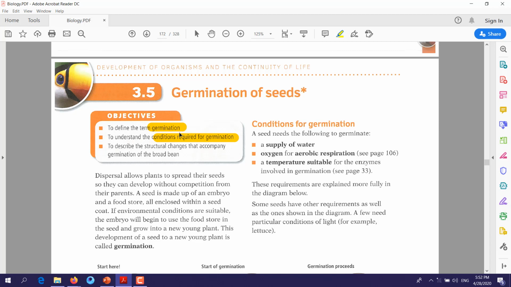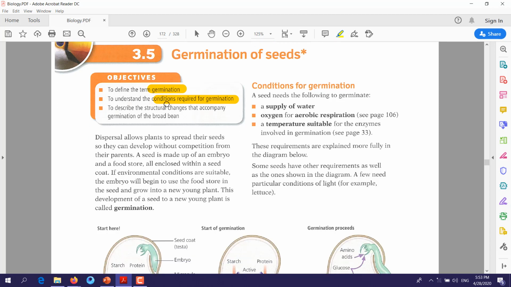When we explain the process of germination, we will see that the seed will germinate, but to germinate, to grow, it will need some requirements. We will see what these requirements are. Then the last objective for this lesson is to describe the structural changes that accompany germination of the broad bean. We will see if there are favorable conditions for germination, and then what changes take place in the seed.